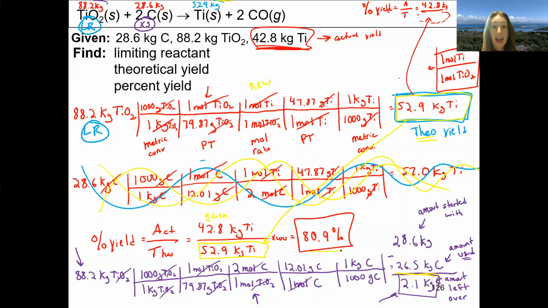If they ask you how much extra is left over, you always start with your limiting reactant. Always. I always say this, once you find your limiting reactant, use your limiting reactant. Always use your limiting reactant once you find it. And then you convert your limiting reactant to the other reactant to see how much of it you used. And then you subtract it from the original amount. So here's our original amount. Here's the amount we used, and that's going to give you your excess reactant. They're very long questions. Very long questions.